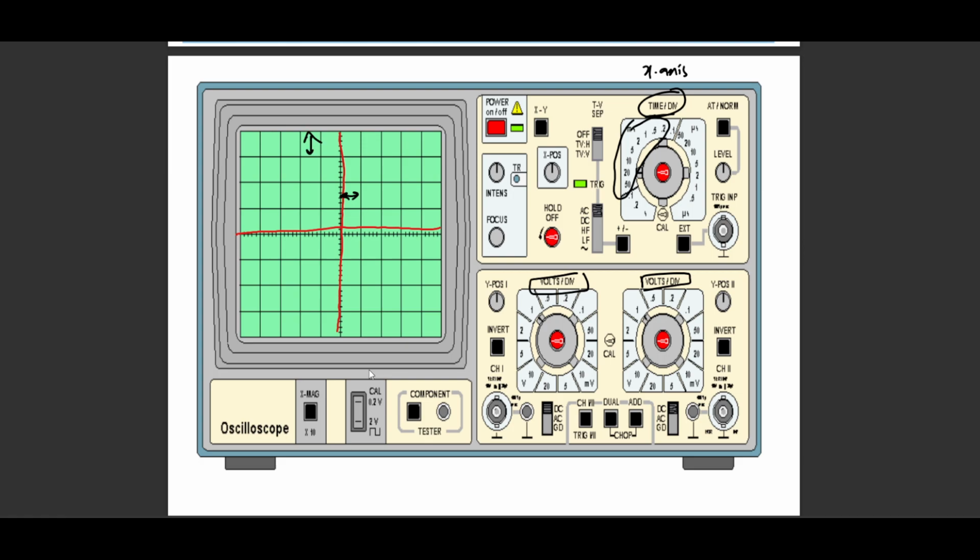Now we can generally show two graphs at the same time. That's why you see two values for voltage. Because we can connect two channels, we can connect two inputs to the CRO, but that's beyond the scope of the syllabus.